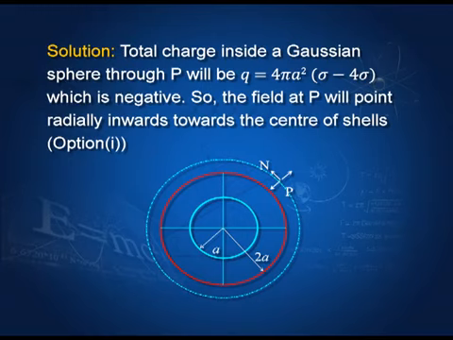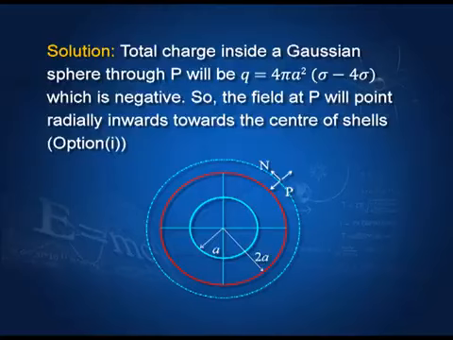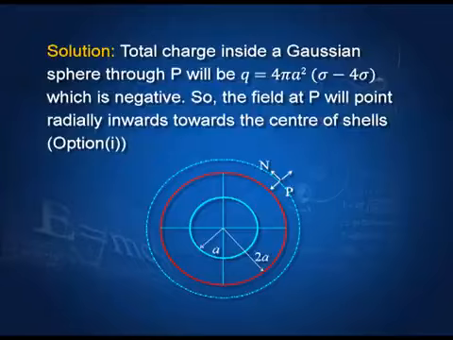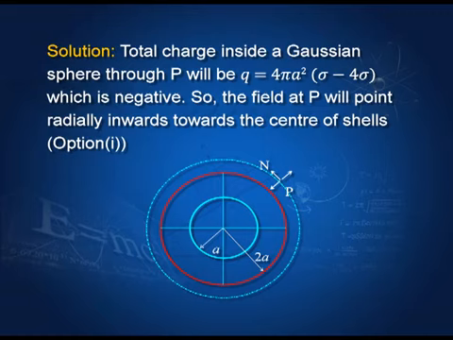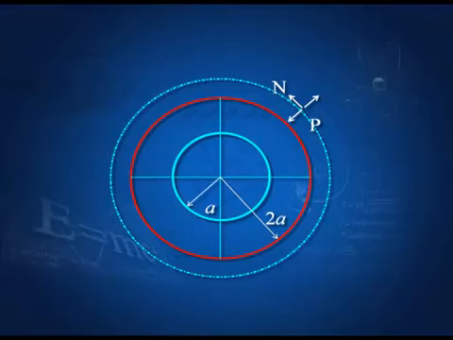So, the total charge would be 4 pi a squared into sigma minus 4 sigma. The outer one carries a larger charge because it has a larger area. So, it is 4 pi a squared into sigma minus 4 sigma. So, the net charge is negative. If the net charge is negative, then the field at the point P will point inwards, radially inwards, because the negative charge is larger in magnitude than the positive charge on the inner shell.